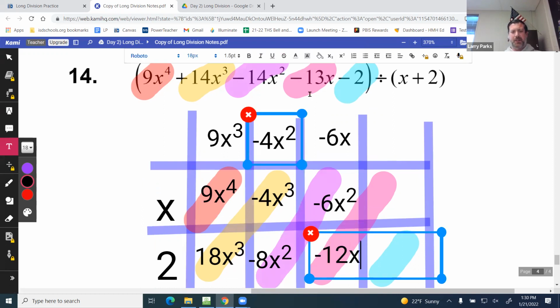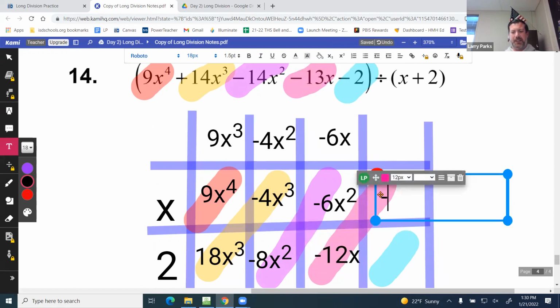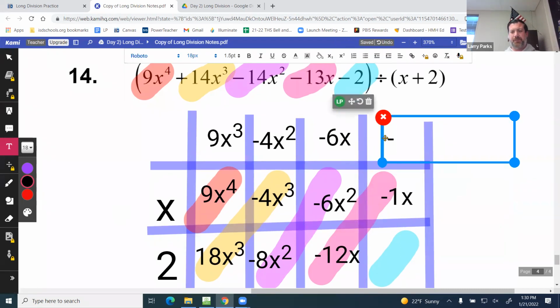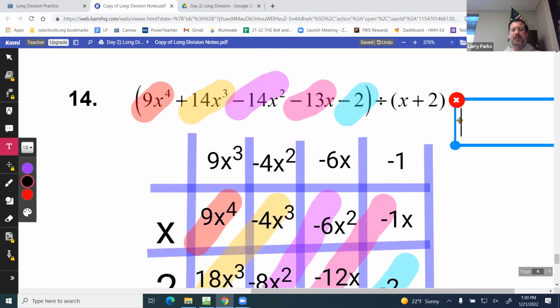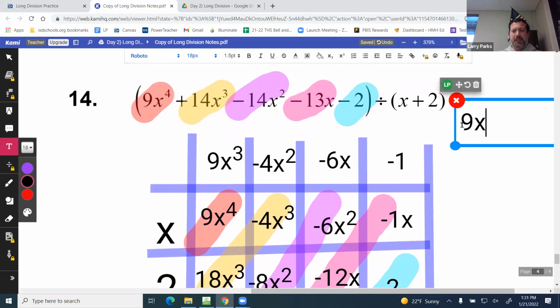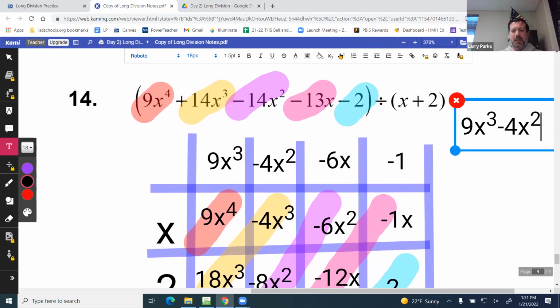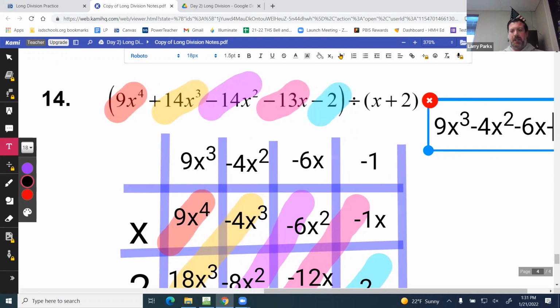Now we're to the pink. We want negative 13x. I have negative 12x, so I need another negative 1x. That goes right there. X times what's negative 1x? That'd be negative 1. Negative 1 times x, negative 1x. Negative 1 times 2, negative 2. That's what I have. I have negative 2, so I don't need to add anything else as a remainder. So this is my final. My quotient is 9x to the third minus 4x squared minus 6x minus 1.